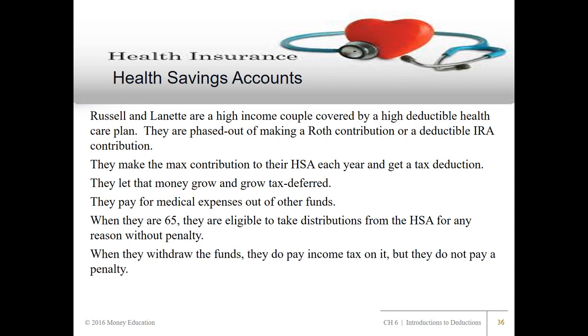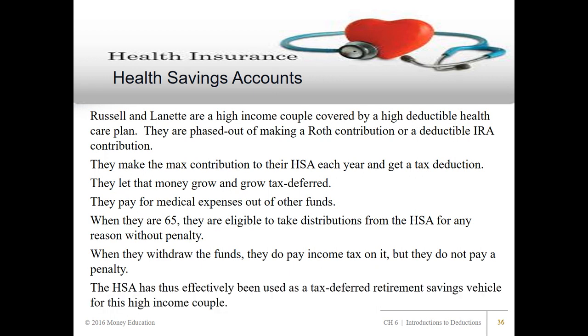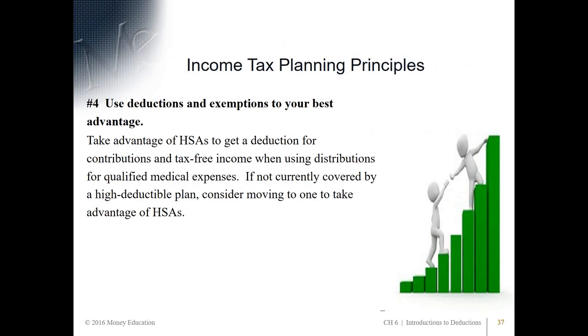So when they withdraw the funds, they do pay income tax on it. That's like an IRA too, but they don't pay the penalty. So the HSA has effectively been used as a tax-deferred retirement savings vehicle for this high-income couple. So take advantage of HSAs to get a deduction for contributions and tax-free income when using distributions for qualified medical expenses. So if they're not currently covered by a high-deductible plan, consider moving to one to take advantage of these HSAs.